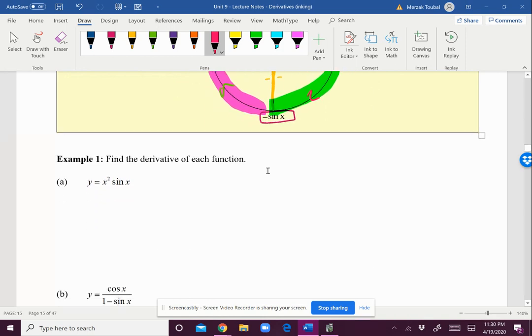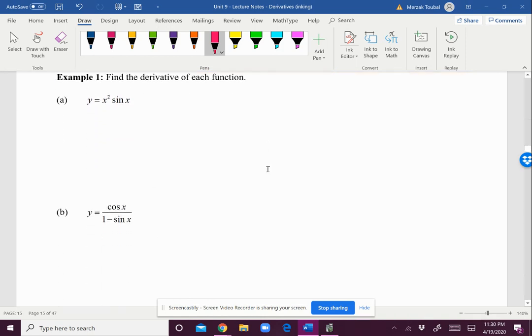All right, let's work on example 1. Example 1 says find the derivative of each function. The first one is y equals x squared sine x. So what we notice here, this is the product of two functions. The first function is x squared, second one is sine of x. So that means we need to use the product rule.